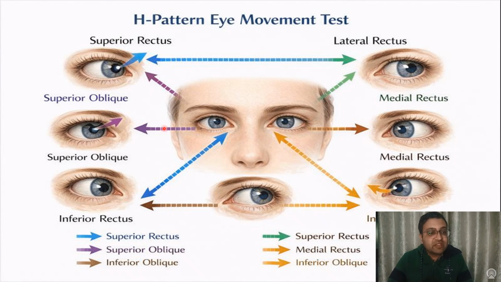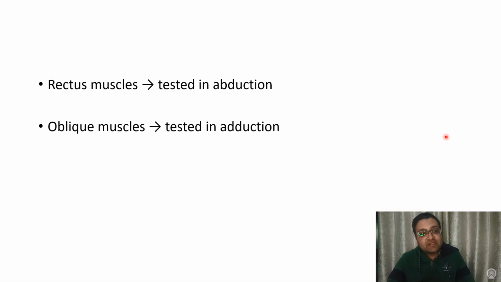So superior rectus, superior oblique, and inferior rectus are checked in this gaze, and then in this gaze lateral rectus, medial rectus, and the inferior oblique are checked, in the gazes which have been already shown. We will talk about this later in our future presentations. So first of all, this is just an orientation for you to help us understand it in a much better way. Rectus muscles are tested in abduction. Oblique muscles are tested in adduction.